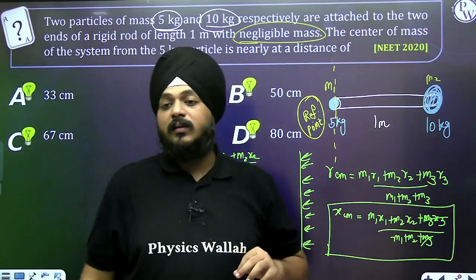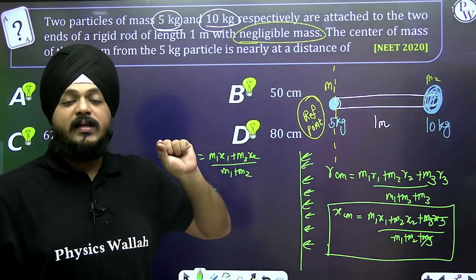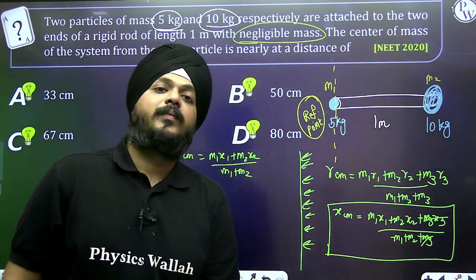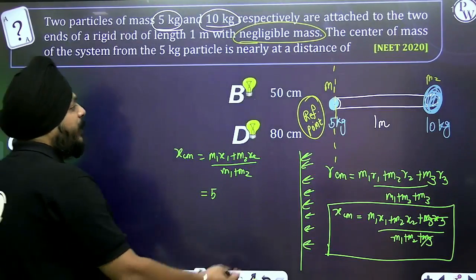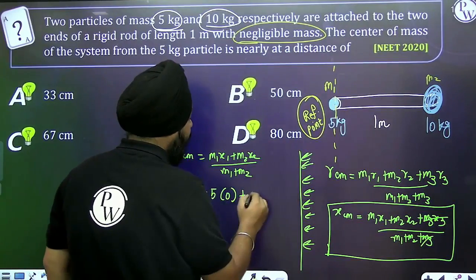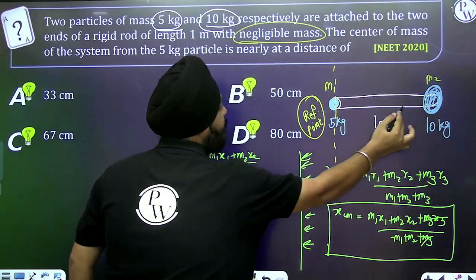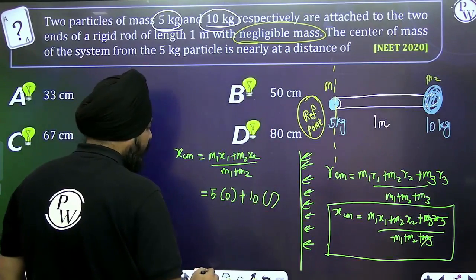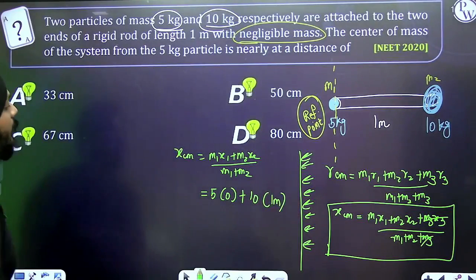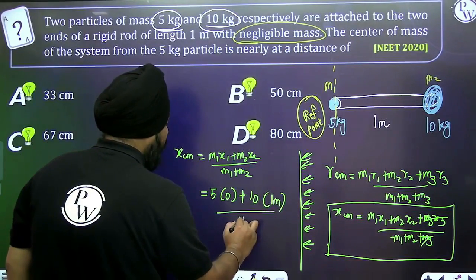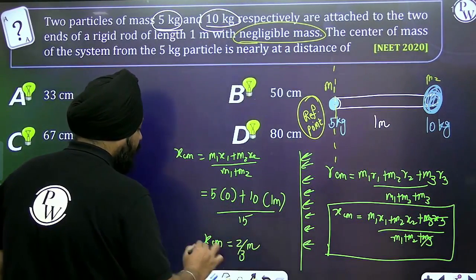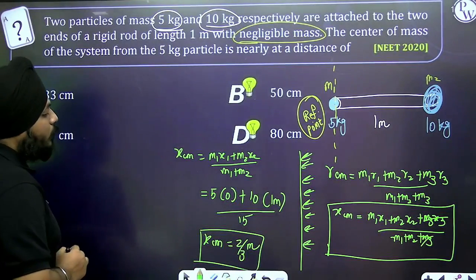What is x1? For a discrete particle, x1 is the distance of the particle with respect to the reference point, which is 0. m2 is 10 kg. What is the m2 distance with respect to the reference point? How much is it? 1 meter. So whole divided by 15. So the center of mass position is going to be 10 by 15, 2 by 3 meter.